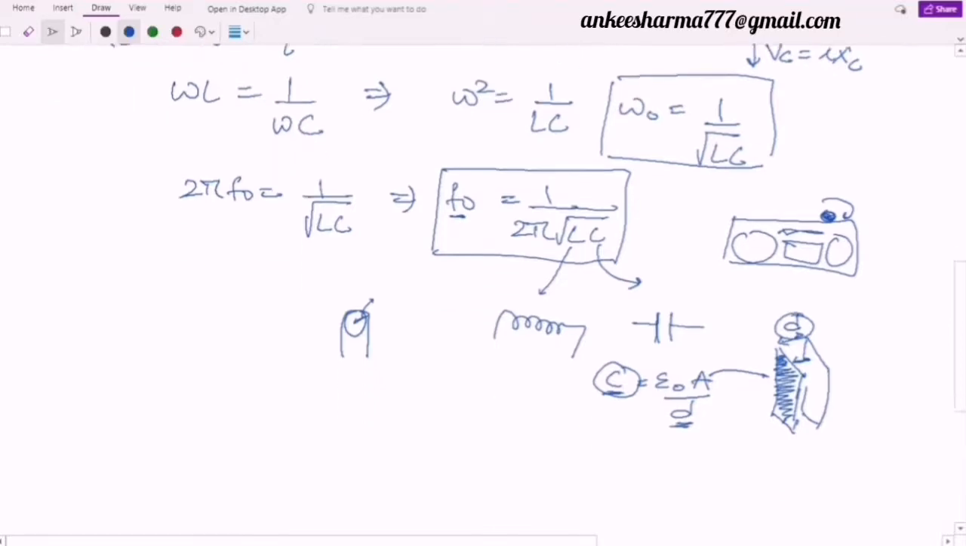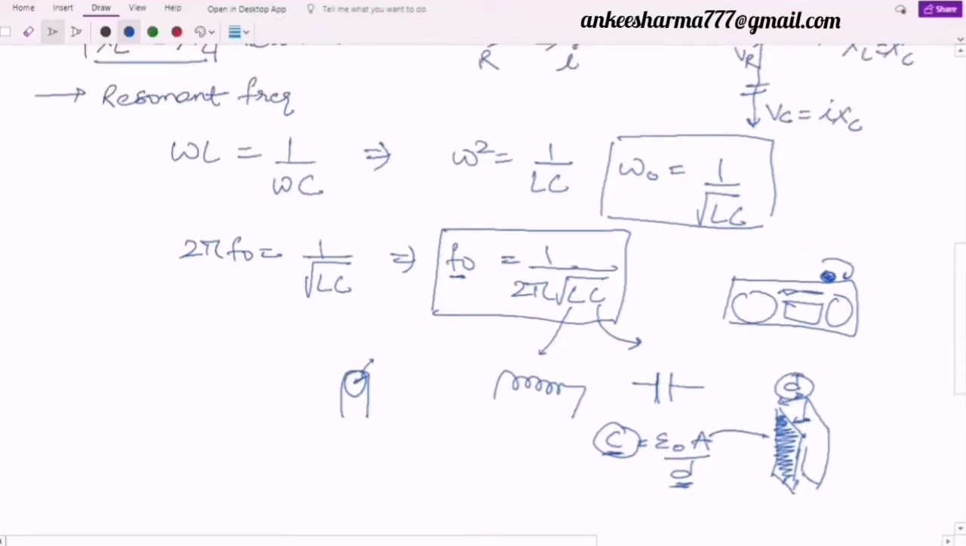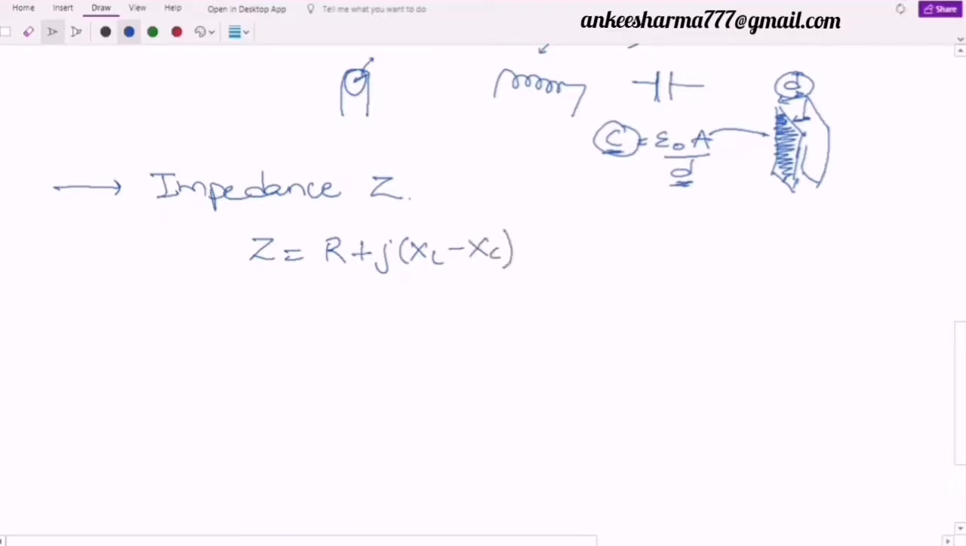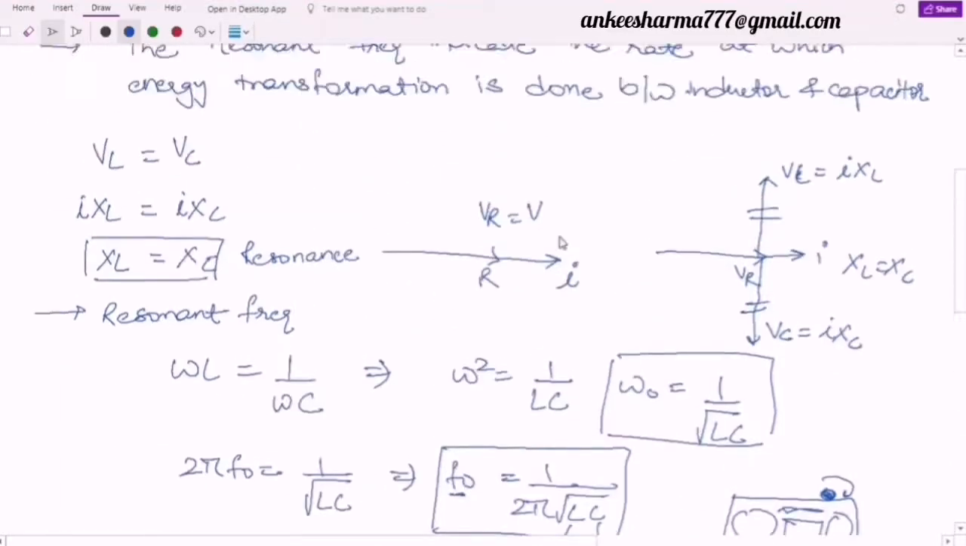Okay. Now, next, on the basis of this, I'm going to find a few values. If I take the concept of impedance in a series RLC circuit, impedance Z, then we know that in a series RLC circuit, Z is equal to R plus J of XL minus XC. This is the value of the impedance because all three are connected in series.